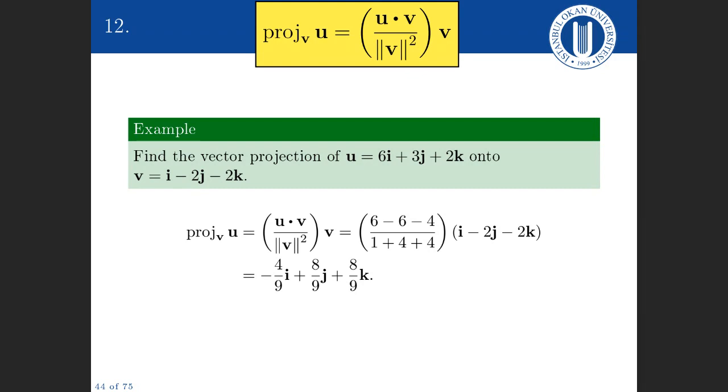U dot v, multiply the first numbers together to get 6, multiply the second numbers together to get -6, multiply the third numbers together to get -4. 6 minus 6 minus 4 is -4. The norm of v squared would be 1 squared plus -2 squared plus -2 squared, or 1 plus 4 plus 4. The answer to this question is -4 over 9 i plus 8 over 9 j plus 8 over 9 k.